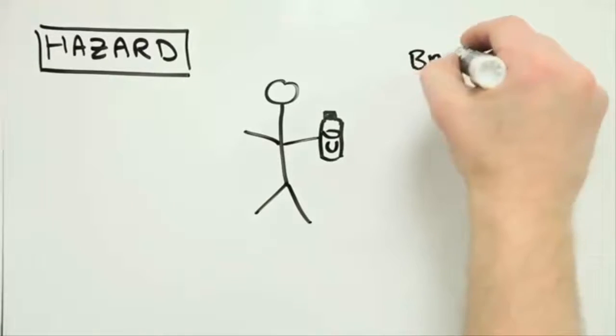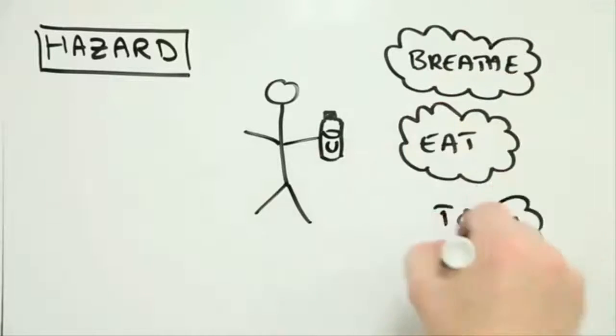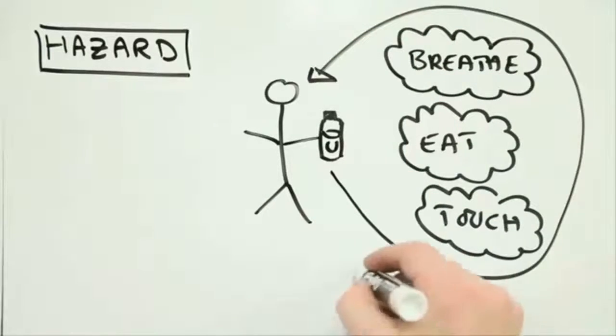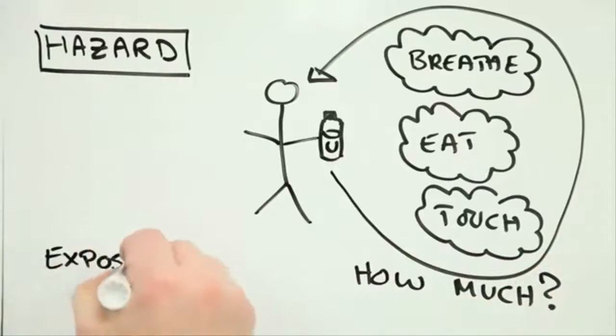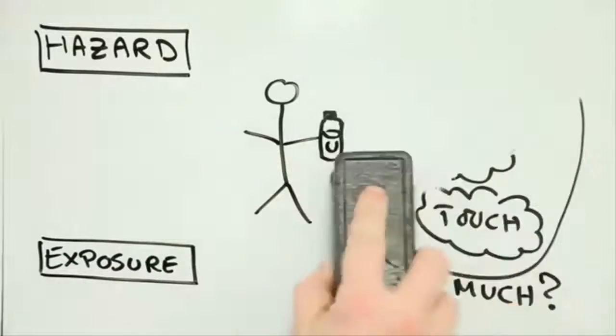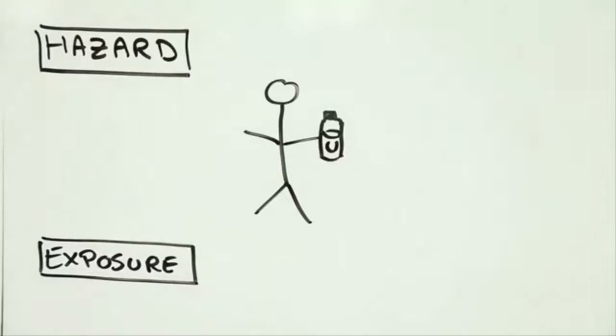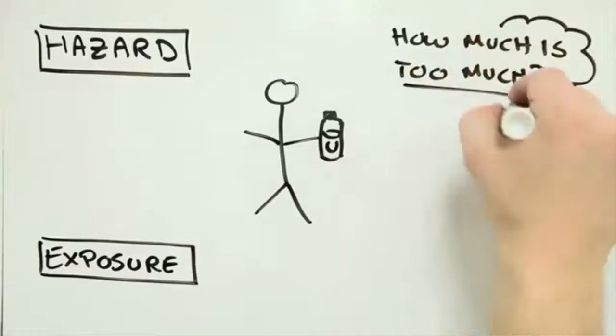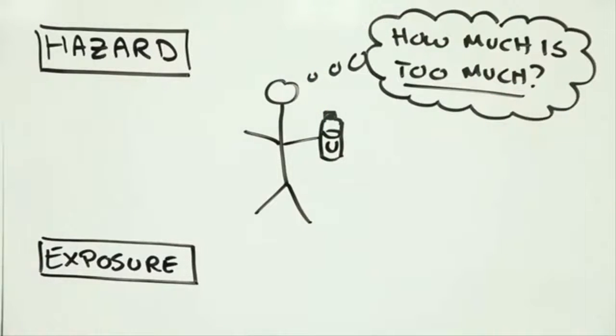So the next thing we need to know is how much unobtainium you're exposed to, including how it gets into your body and where it goes once it gets there. We're getting close to being able to estimate risk at this point, but there's still something missing. We need to know how much unobtainium causes what sort of effect.